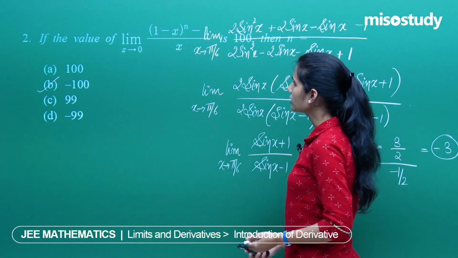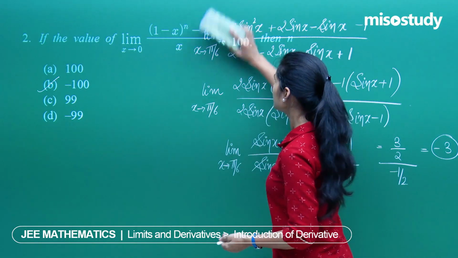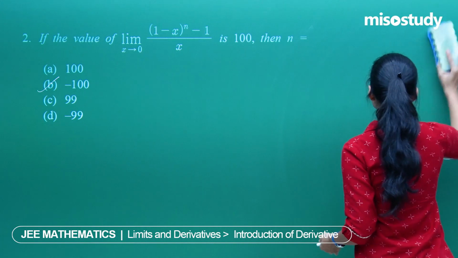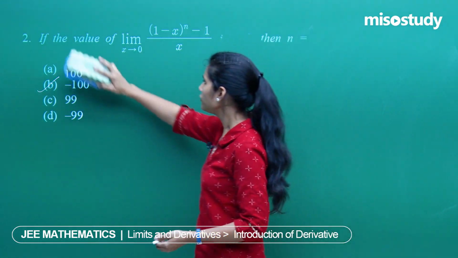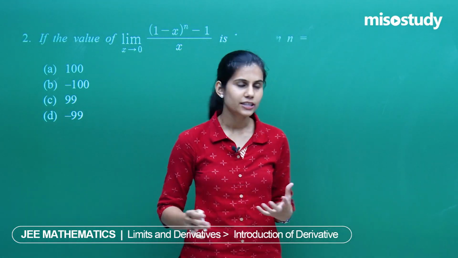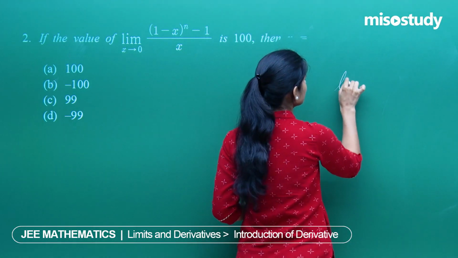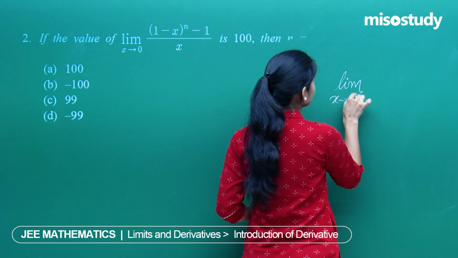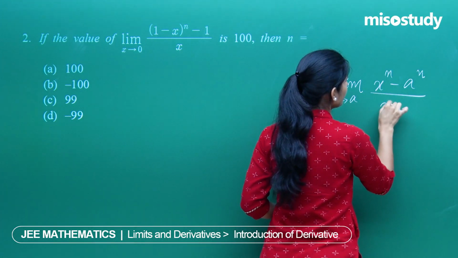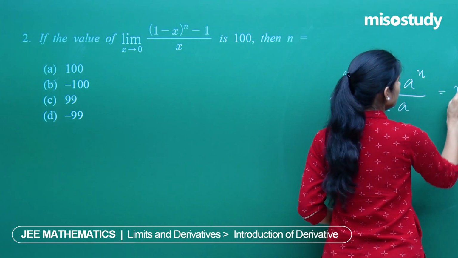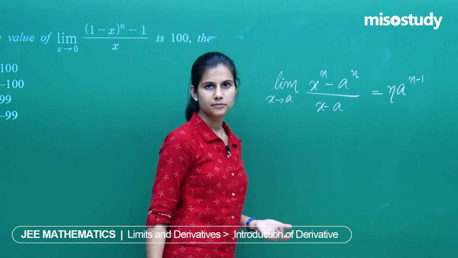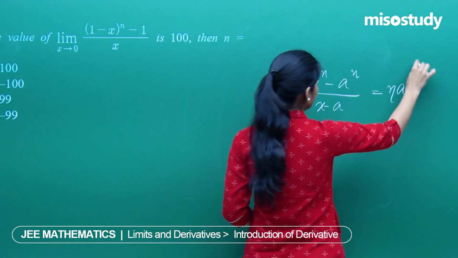Next question says, if the value of this particular expression is 100, then what is the very value of n for which this is 100? So over here, very nicely I can talk about the application of this result, that limit x tends to a, x to the power n minus a to the power n whole upon x minus a is n a to the power n minus 1, right? How can I apply this result over here?